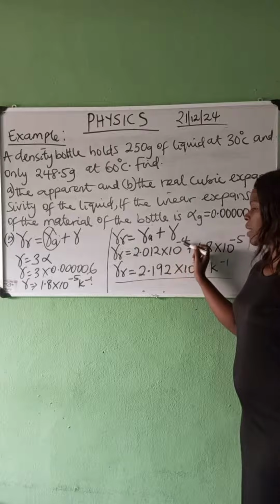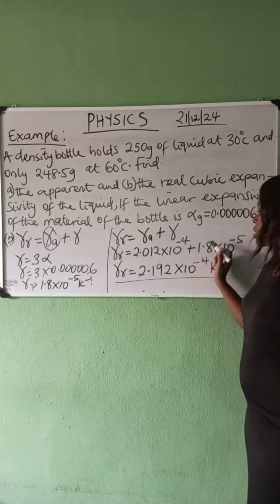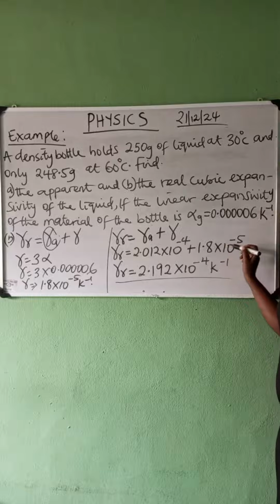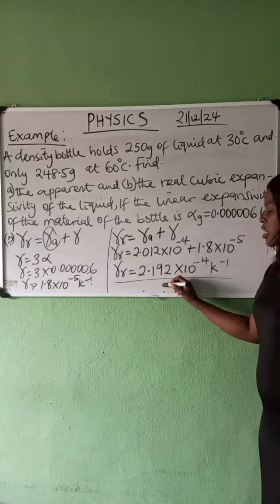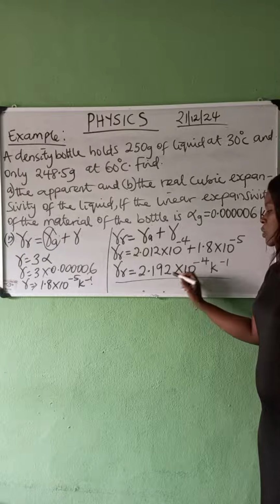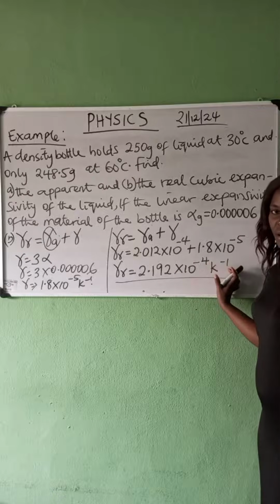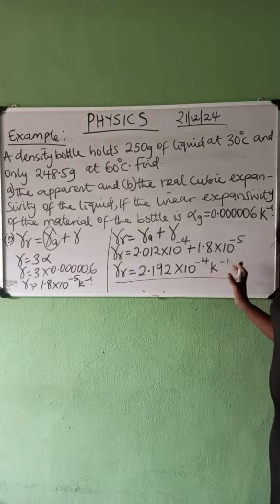2.012 times 10 to the power minus 4 plus 1.8 times 10 to the power minus 5. By the time you add them together, it's going to give you 2.192 times 10 to the power minus 4 per Kelvin. That is all. Is that clear?